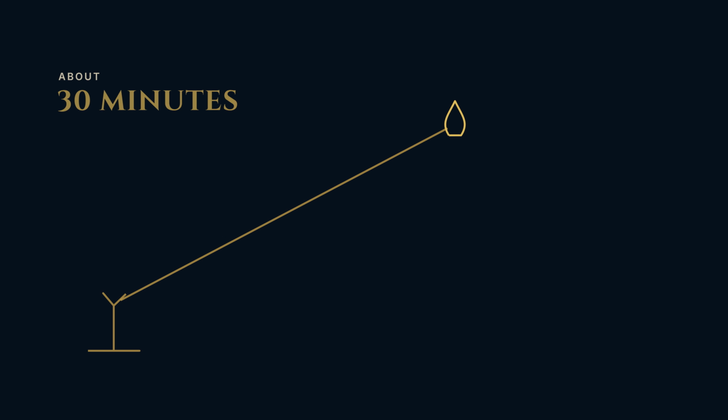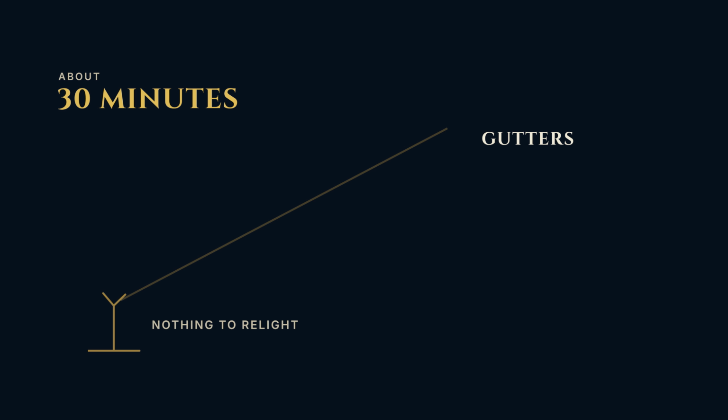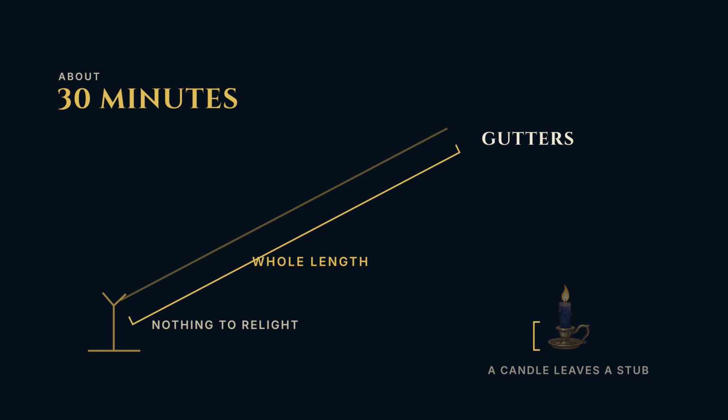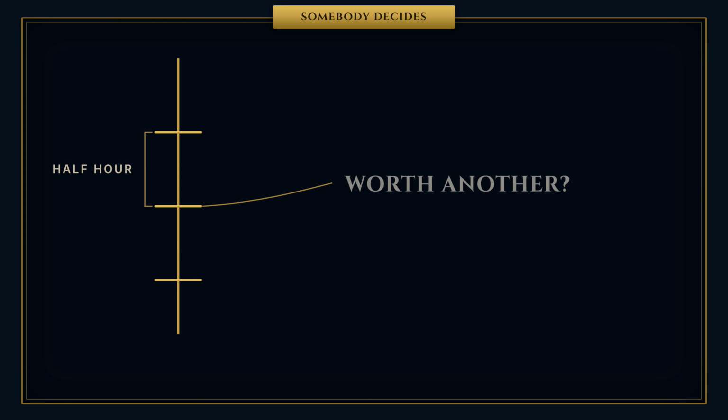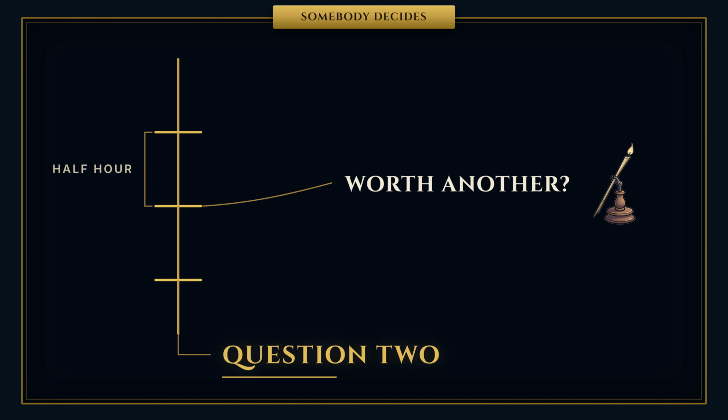One rush gives about half an hour, and then it gutters, which is just the flame burning down to nothing and going out. There's nothing left to relight either, because a rush burns along its whole length, not down a stub. That leaves somebody in the room deciding every half hour whether the evening is worth another one, which is what question 2 is for.